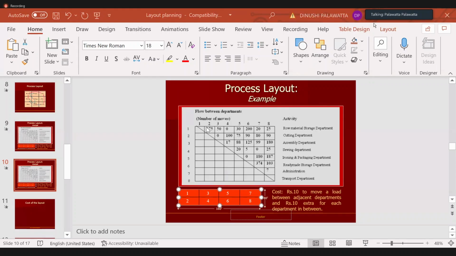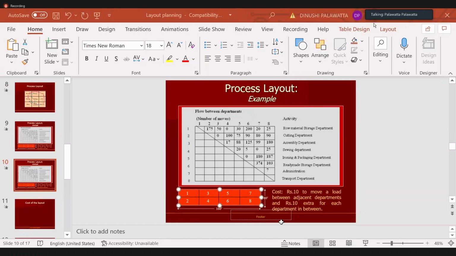You tell me the numbers, right? From 1 to 2, 1 to 3 is 50, 1 to 4 is 0. Sir, 1 to 2, 175. 1 to 3, 50. 1 to 4, 0. 1 to 5, 30. 1 to 6, 200. 1 to 7, 20. 1 to 8, 25.